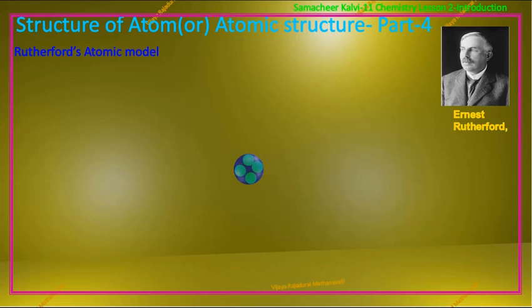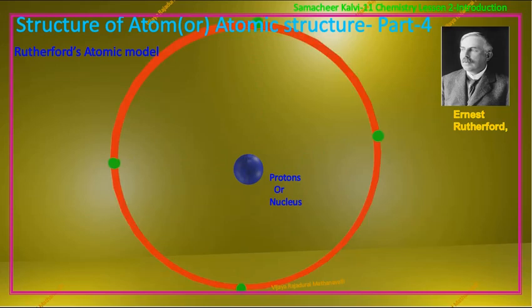There is a positively charged mass at the center of the atom known as the nucleus. The size of the nucleus of an atom is very small compared to the size of an atom. The electrons revolve around the nucleus in closed circular paths called orbits. An atom as a whole is electrically neutral, that is, the number of protons and electrons in an atom are equal.